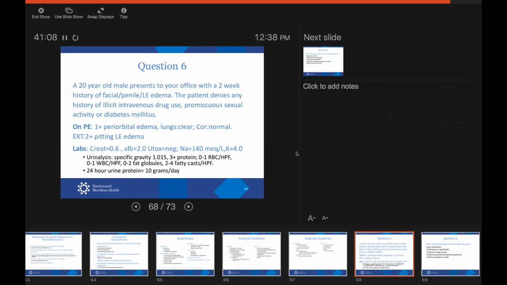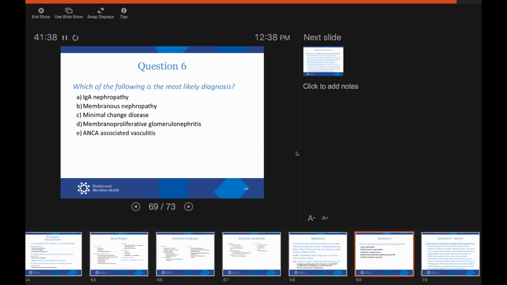Question 6: a 20-year-old male presents to your office with a 2-week history of facial, penile, and lower extremity edema. No drug use, nothing crazy sexually, no diabetes. He has periorbital edema. His cardiac exam is normal, lung exam is normal, but he has pitting of his legs. Creatinine is normal, urine tox is negative, sodium is 140, and 24-hour urine protein is 10 grams per day. What's the most likely diagnosis?